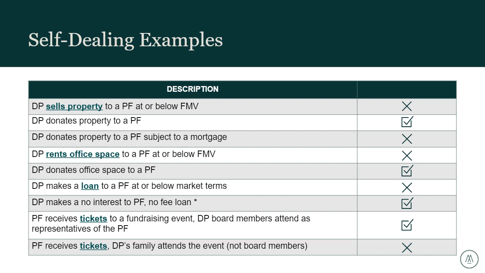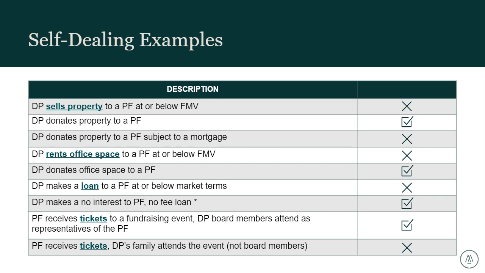The disqualified person rents office space to a private foundation at or below fair market value, also a no-go. The disqualified person donates office space to a private foundation, that's okay. So this really is just, let's say, a disqualified person owns a building and they have the private foundation housed in that building as well. They don't charge them any rent. That's okay.